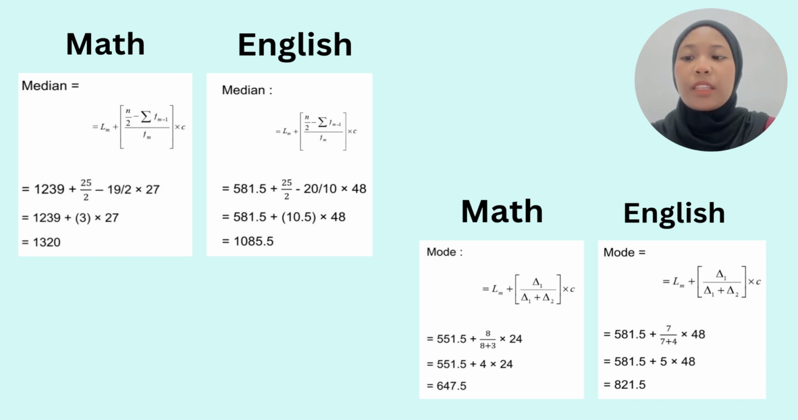The median of math is 1320. For English it is 1085.5. The mode of math is 647.5. For English it is 821.5.